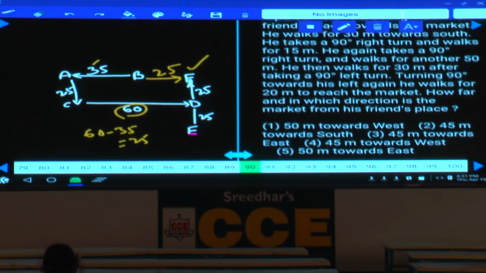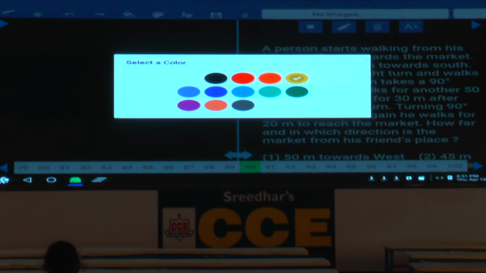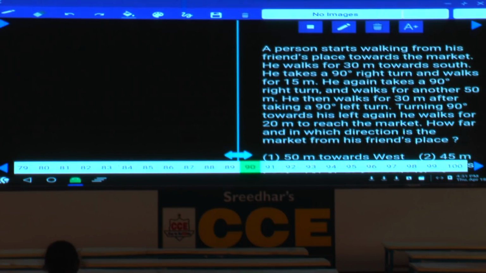Now question number 90. A person starts walking from his friend's place towards the market. He walks for 30 meters towards south. Let us take this as the starting point. From here, he walks 30 meters towards south, takes a 90 degrees right turn and walks for 15 meters. And he again takes a 90 degrees right turn and walks for another 50 meters.